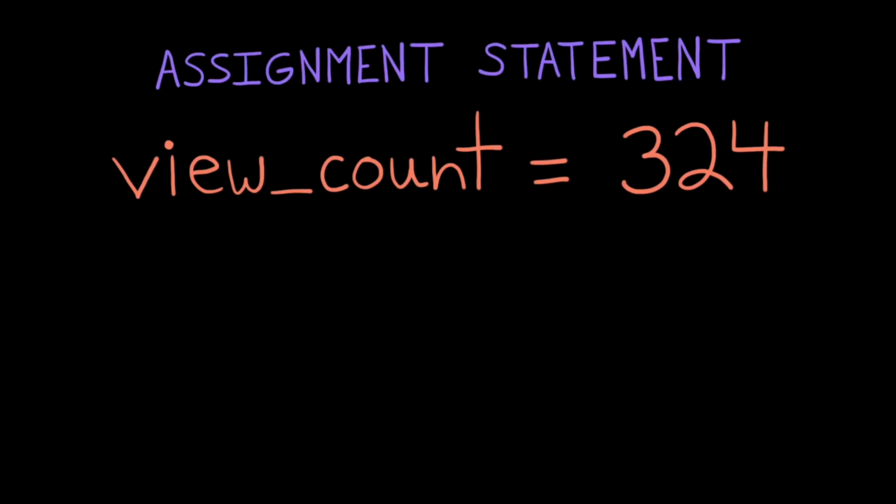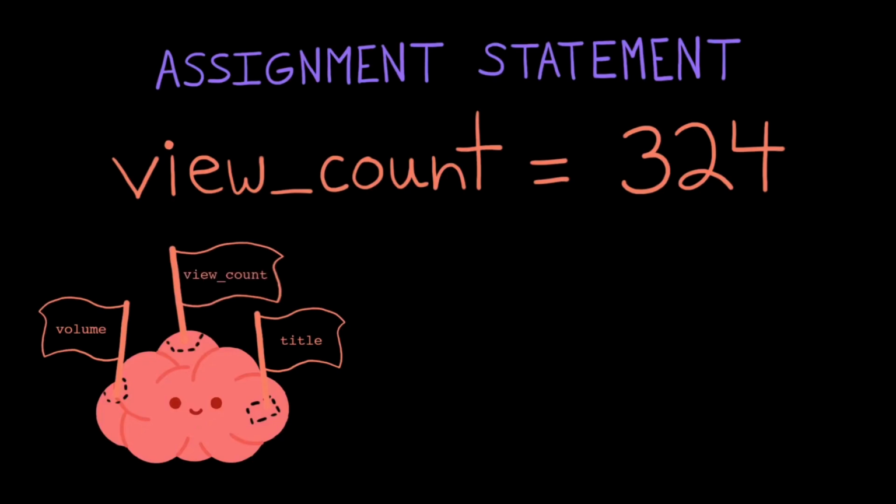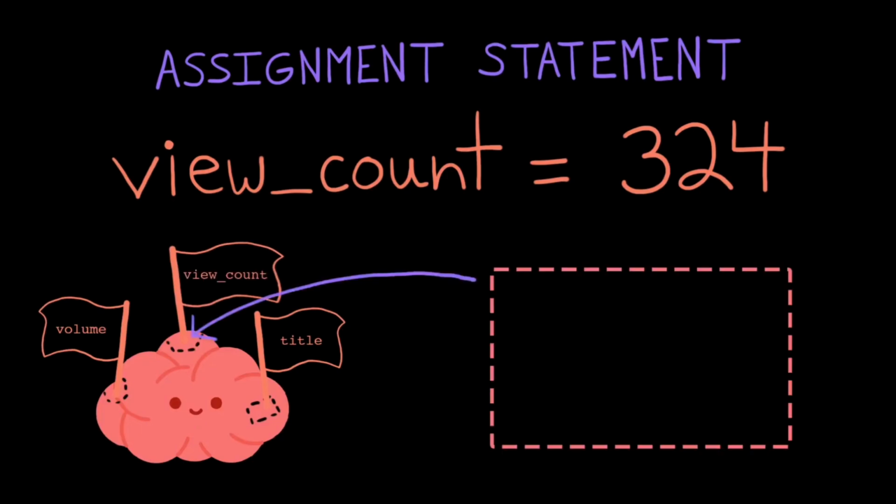When the computer executes this instruction, it'll go off to its short-term memory and look for a label with the name viewCount. If it doesn't find one, it'll set aside or allocate a new chunk of its memory, and then label that location with the name viewCount. Finally, it'll store the value on the right-hand side of the assignment operator in that location.